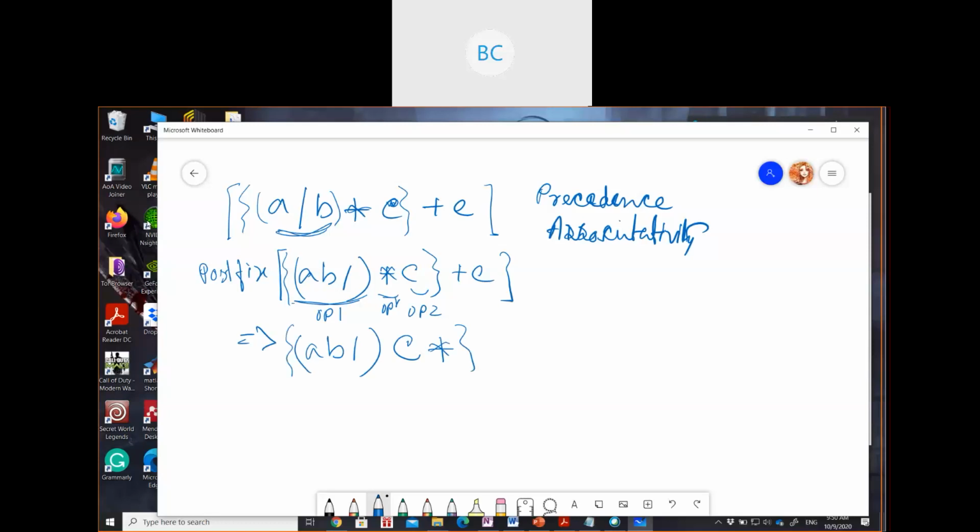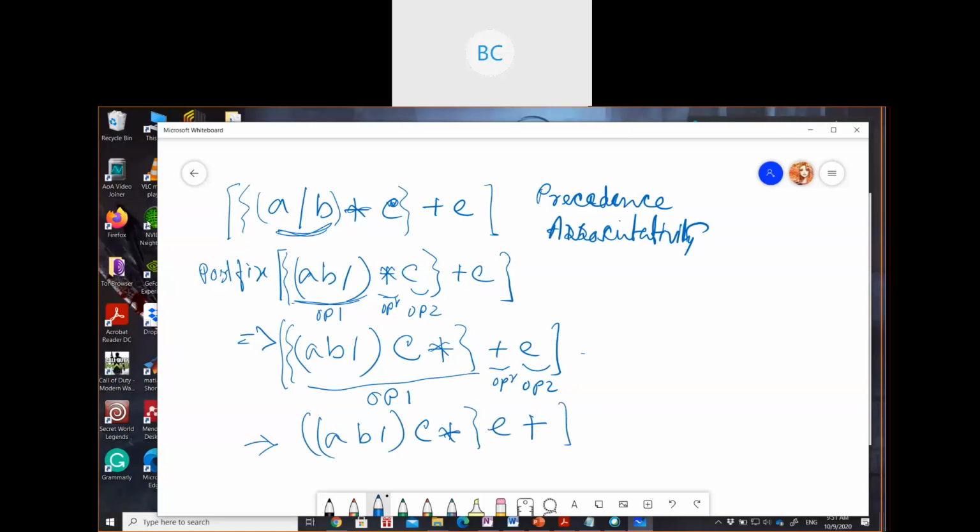Now you have the next expression. Again this is your operand 1, this is your operand 2, and this is your operator, so you put the operator behind. Your expression will be AB, C star, then E. After that you just remove all these brackets. This is the simplest way of converting infix to postfix.